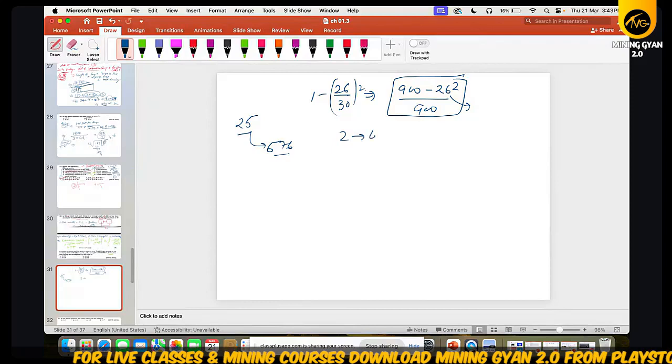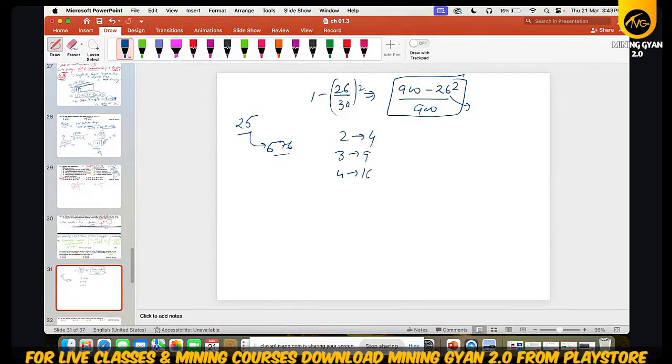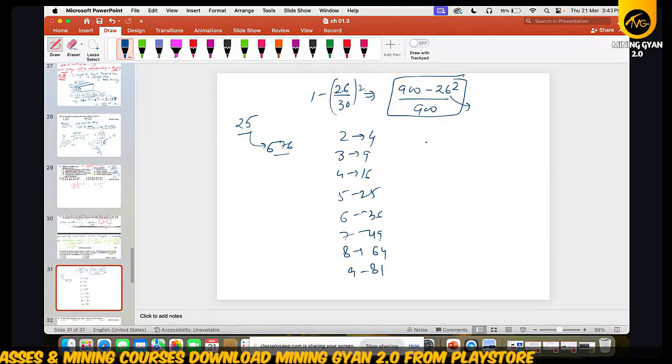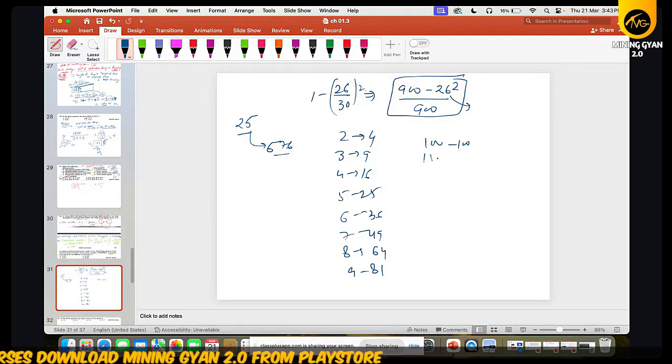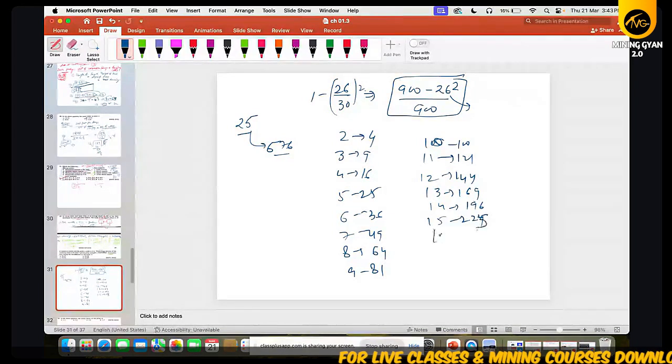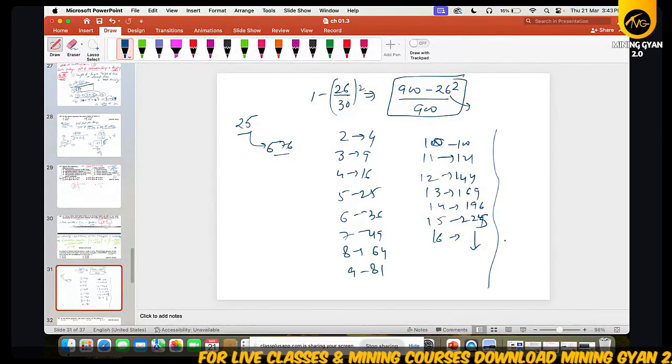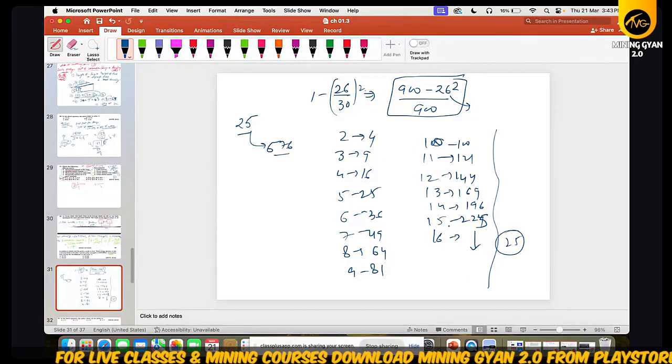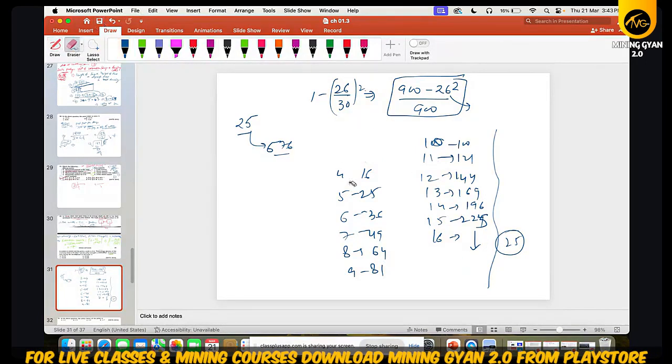Okay, let me tell you the squares. 2 squared is 4, 3 squared is 9, 4 squared 16, 5 squared 25, 6 squared 36, 7 squared 49, 8 squared 64, 9 squared 81, 10 squared 100, 11 squared 121, 12 squared 144, 13 squared 169, 14 squared 196, 15 squared 225. So like this you have to go up to 25. I know them, and in this way you should also practice.